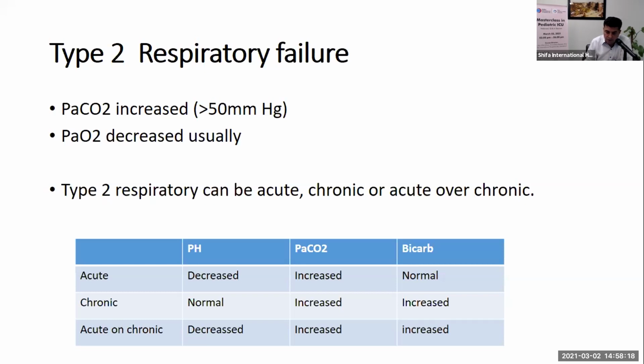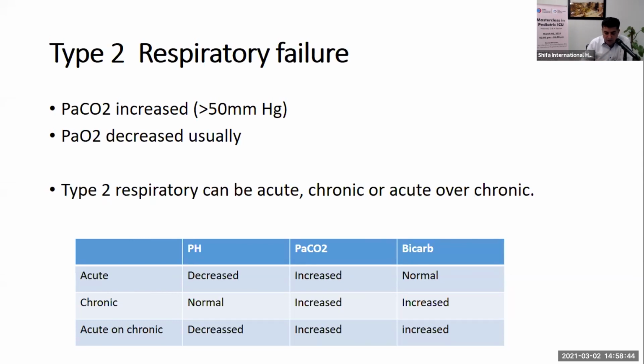Type 2 can be divided into acute, chronic, or acute on chronic respiratory failure. What happens in the acute one is that usually the pH is decreased, so there will be acidosis, there will be increased PaCO2, and the bicarbonate is usually normal because it does not give enough time to compensate, like what happens in renal compensation.